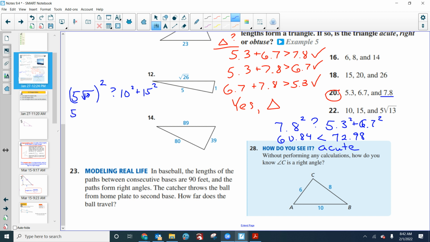Do you recognize this is 5 radical 13 times 5 radical 13? That's 5 times radical 13 times 5 times radical 13. There are 4 numbers being multiplied. Can I multiply in any order? Yeah, it's a property of multiplication. What's 5 times 5? What's radical 13 times radical 13? 13. 25 times 13? 325. You have to get this.